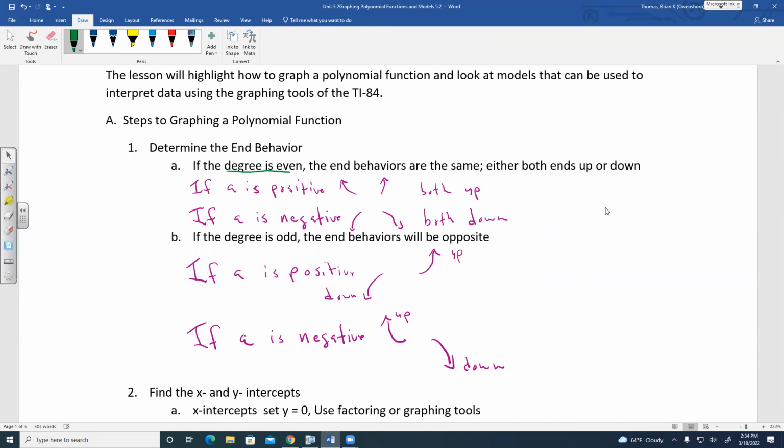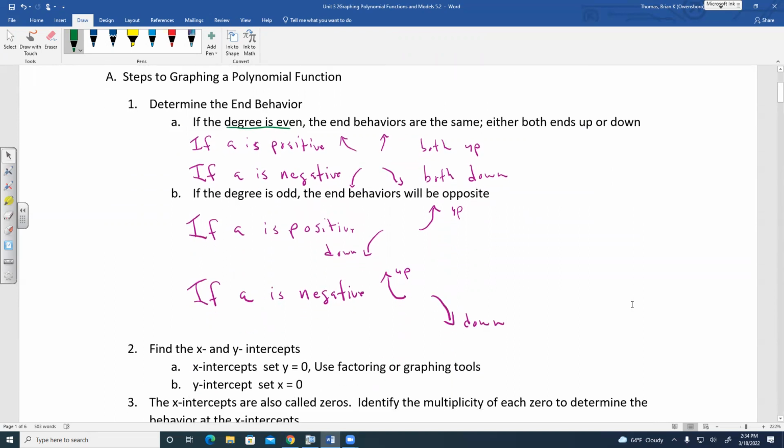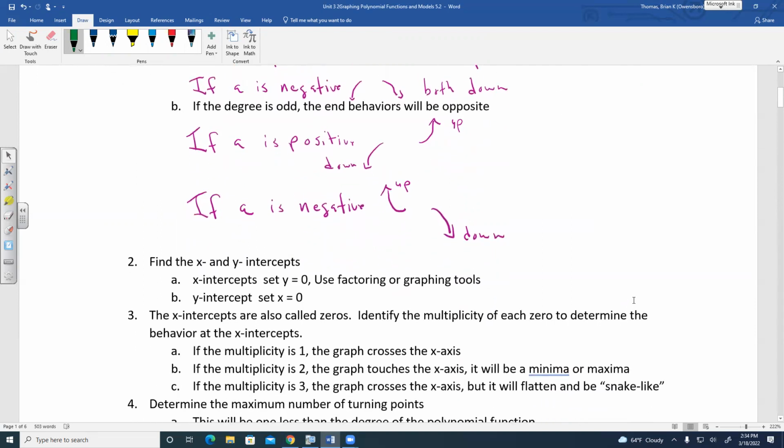Third, if the degree is odd, then the end behaviors will be opposite. So if A is positive, the left side will be down, the right side will be up. If A is negative, the left side will be up and the right side will be down. That's that reflection that goes on. So again, remember, the degree is going to be determined by the highest degree of the actual polynomial function.